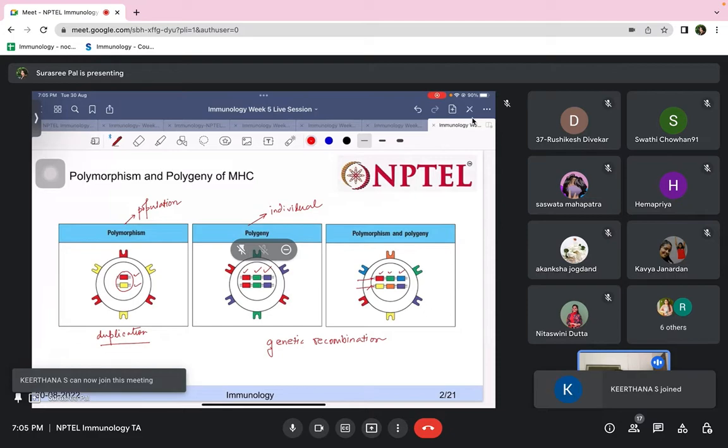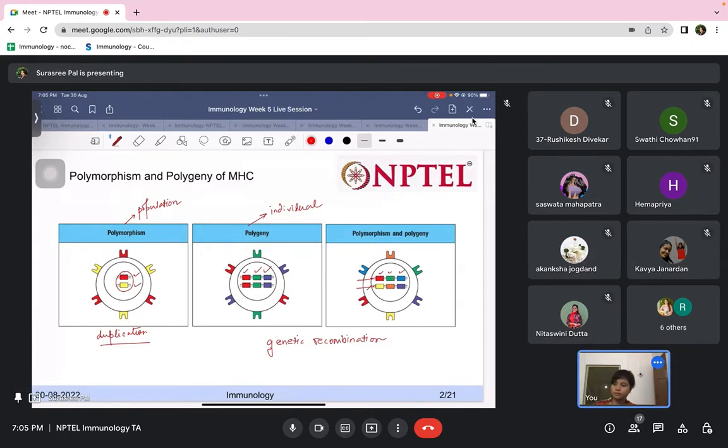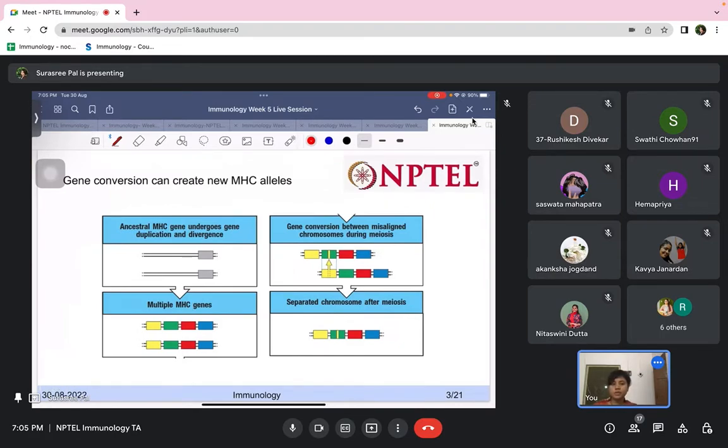And one interesting thing is that there is another event which contributes to the diversity of MHC molecules, which is gene conversion. So in this figure you can see, as I was telling you, that the ancestral MHC gene undergoes duplication. So many rounds of duplication and also divergence create multiple MHC genes in any individual, right? Next, there is one event which takes place, which is gene conversion.